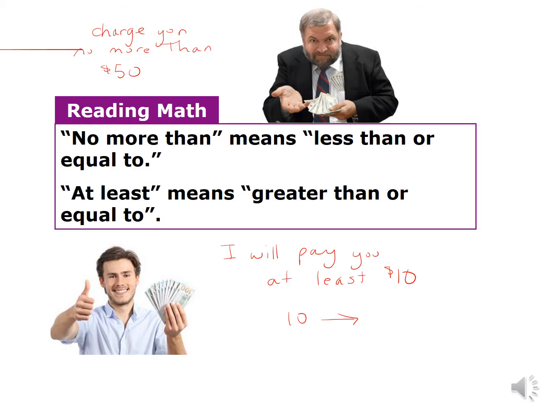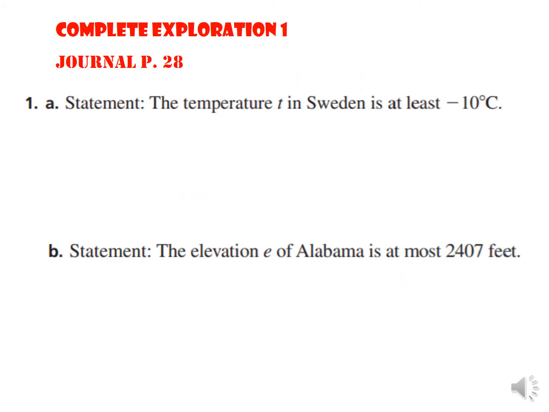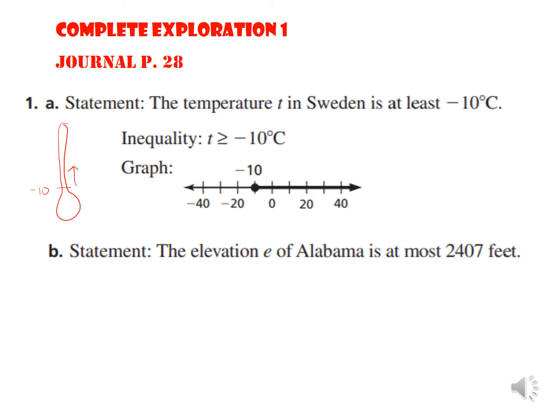Okay, these are from the exploration on page 28. So let's do these together. It's saying that the temperature, so we've got a thermometer here, is at least -10 degrees. So it's at least there. But it could be more. And so we would write that like that. T is greater than or equal to -10 degrees Celsius. And I hope it's a lot warmer than that.